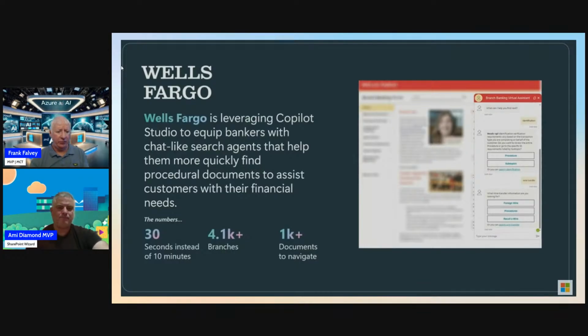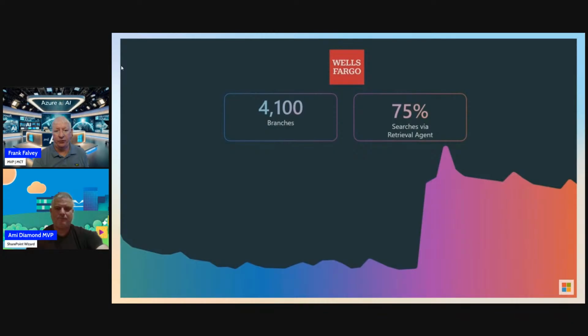As you can see down the bottom, before, it used to take them 10 minutes to answer a question. Now it takes them 30 seconds, which is a huge improvement. The next slide will show you the 4,100 branches. All of a sudden, 75% of all their searches are being handled by the retrieval agent. So you can see how the agents are really improving productivity for the Wells Fargo bankers.